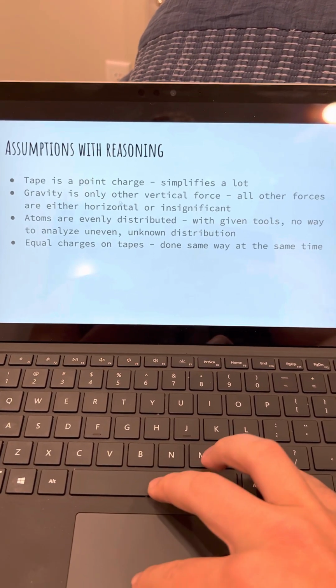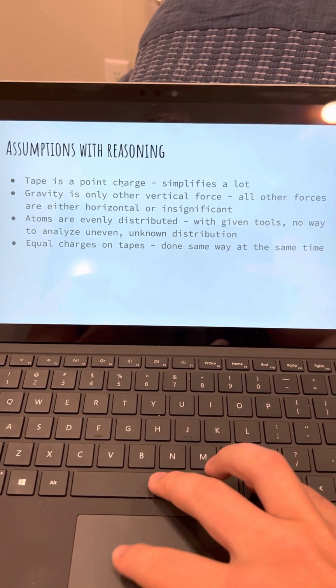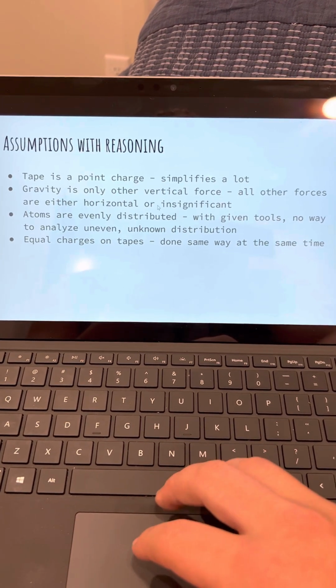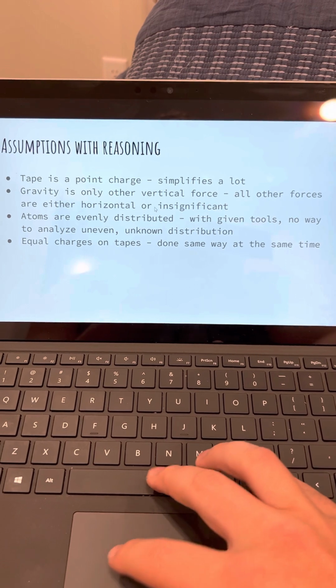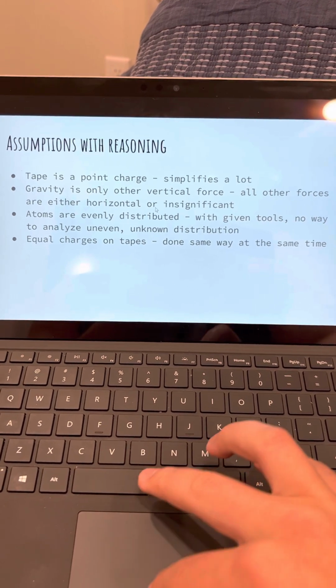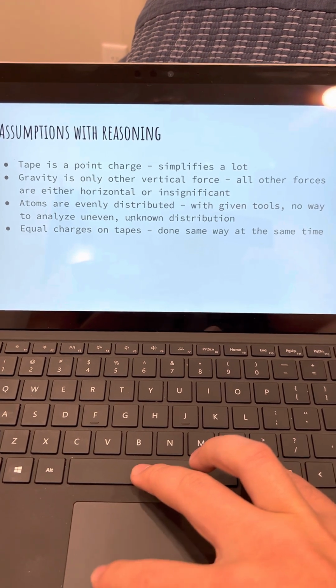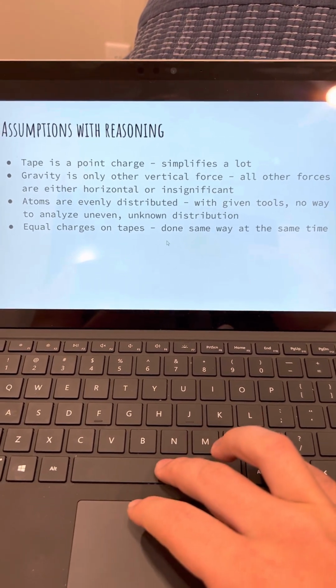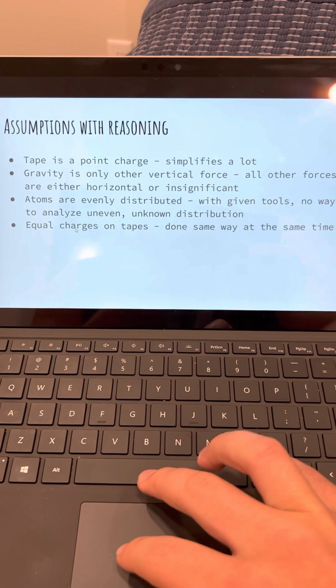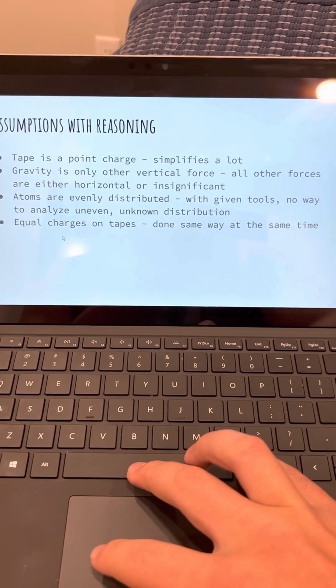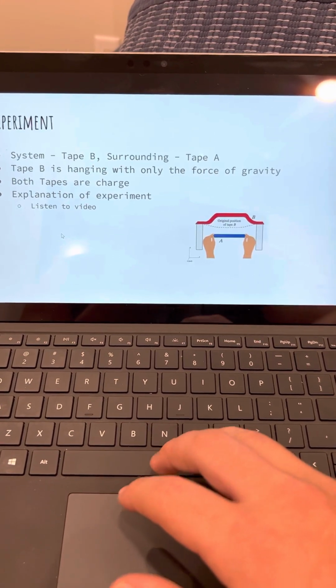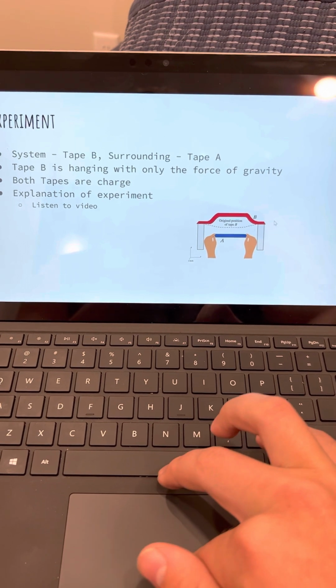We assume tape is a point charge because it simplifies things. Gravity is the only vertical force because every other force is insignificant or horizontal. Atoms are evenly distributed because without this assumption, it's really hard or impossible for me. And we're going to assume the charges on the tapes are equal since they were made the same way at the same time.